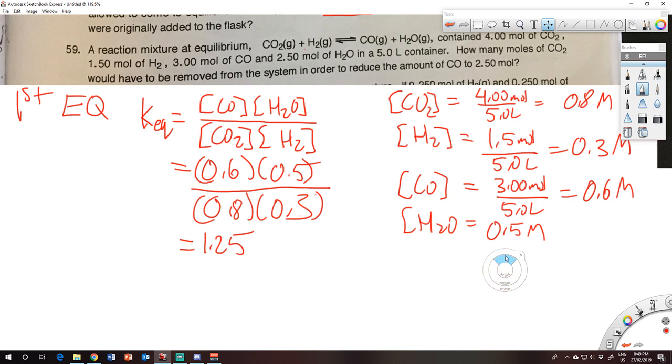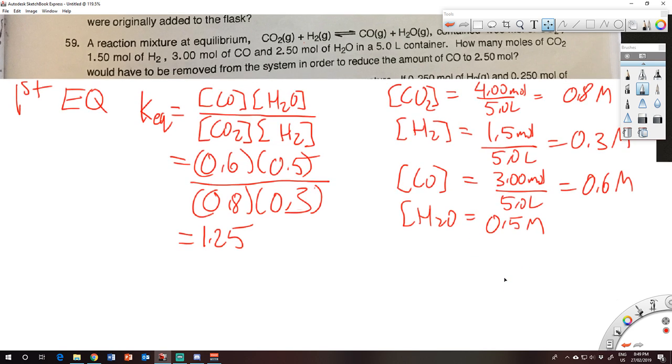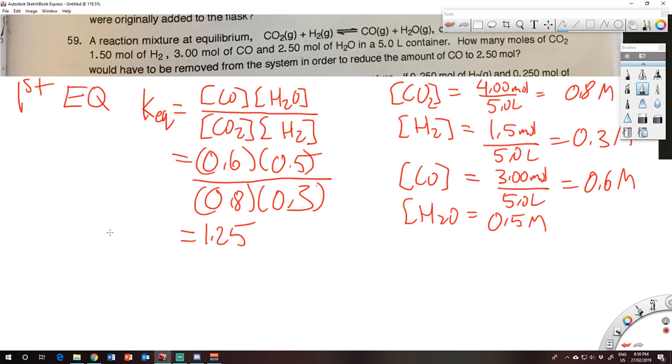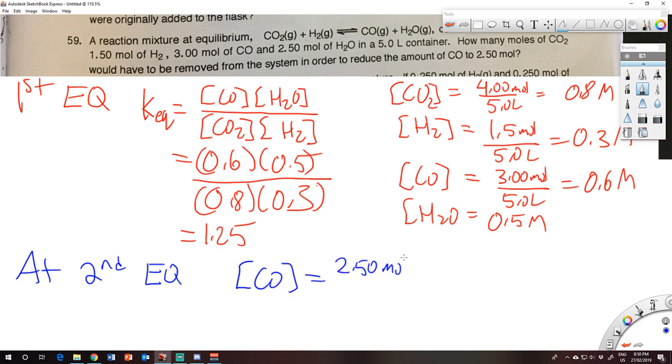Where was I? Oh, right. So we've got the first equilibrium constant, and now it asks us how many moles of CO2 have to be removed from the system in order to reduce the amount of CO to 2.5 moles. So our target at second equilibrium is to get the CO to 2.50 moles, and so we want to reduce the concentration of CO to 0.5 molar.